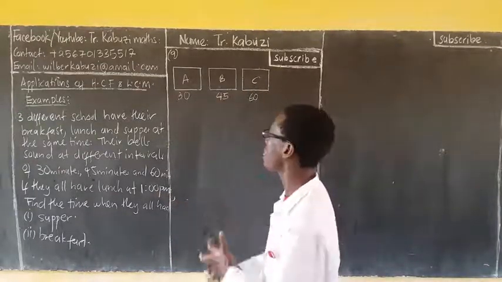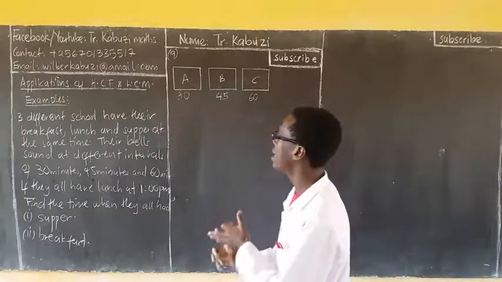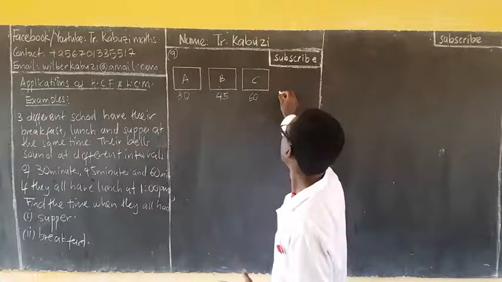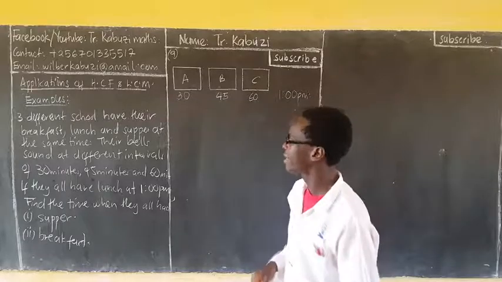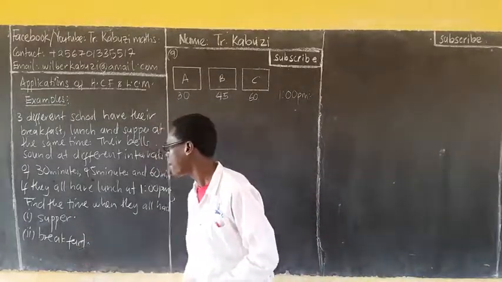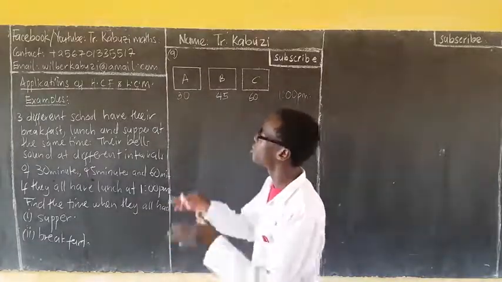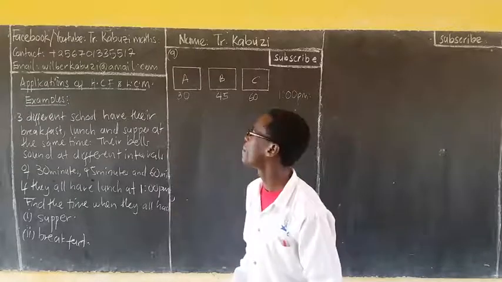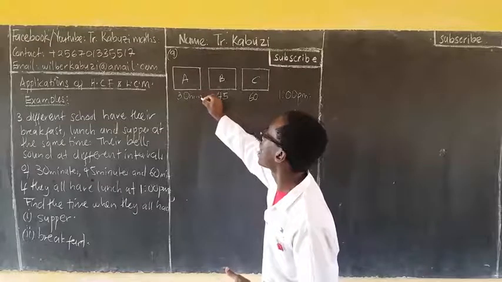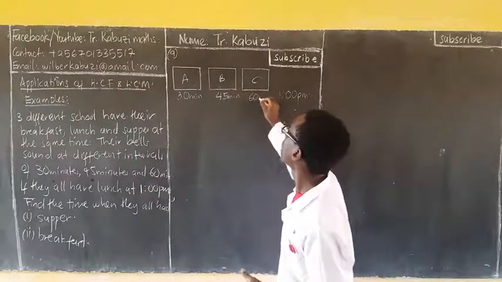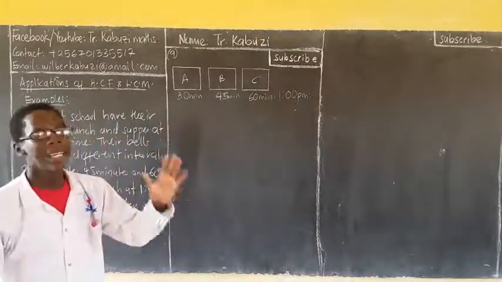Now, another part of the question says they had their lunchtime at 1 p.m. They want us to find when they had their supper and their breakfast. Of course, for them to have supper and breakfast, these bells should sound at the same time. So we need to know how many minutes pass so that the bells in the three schools sound together.